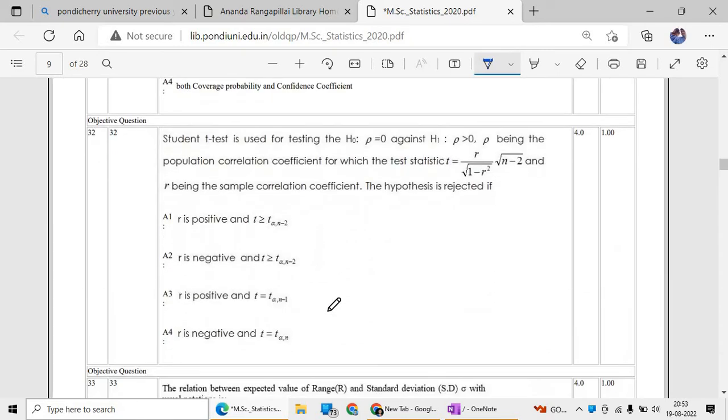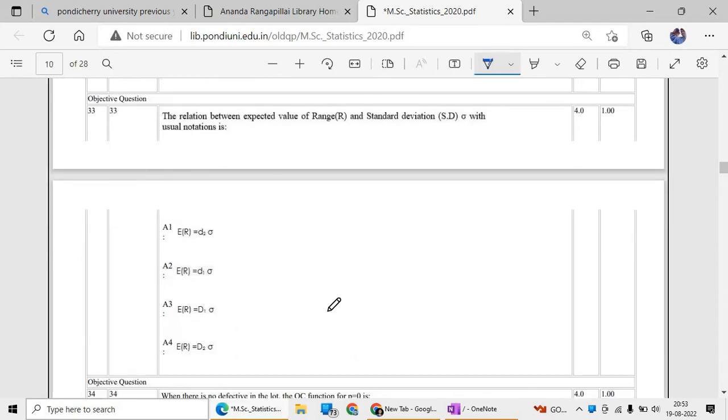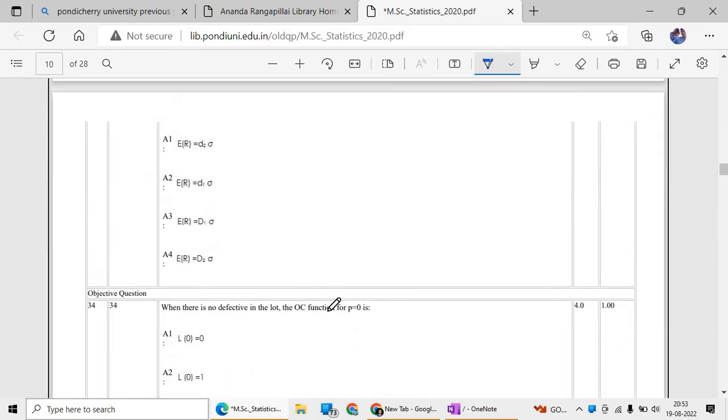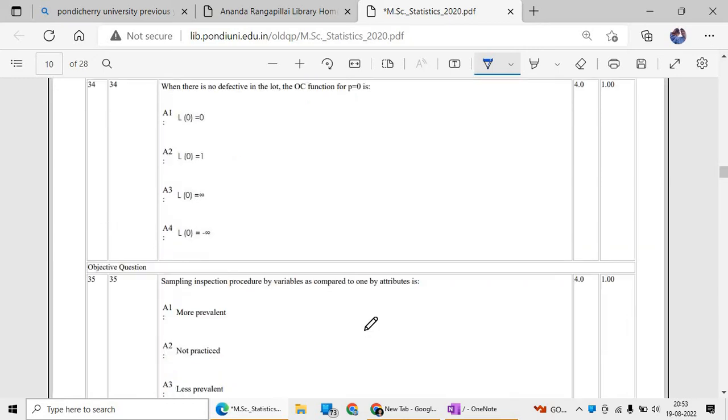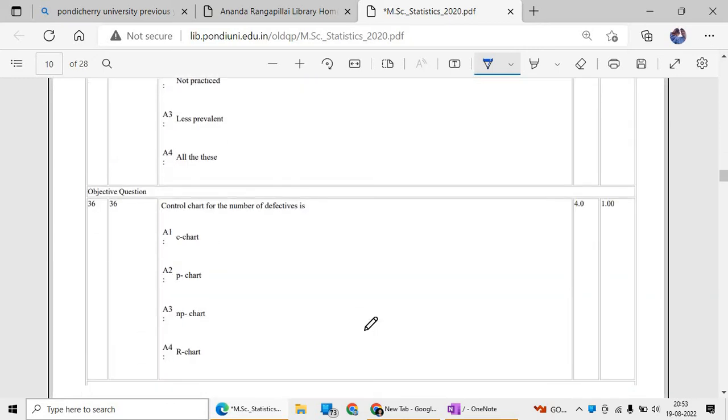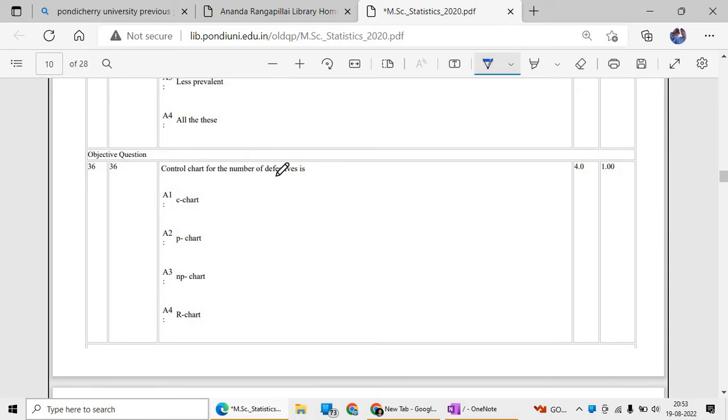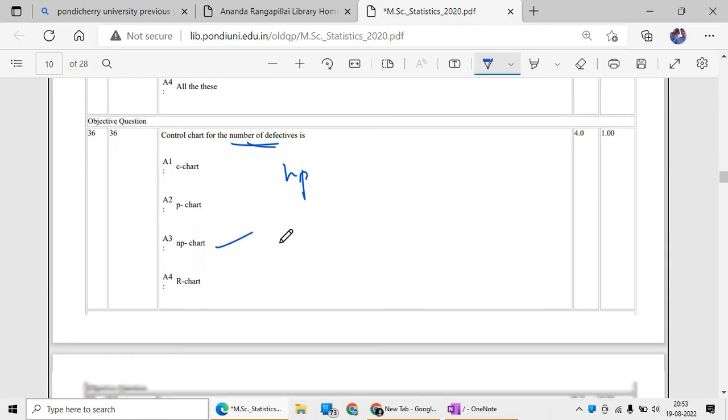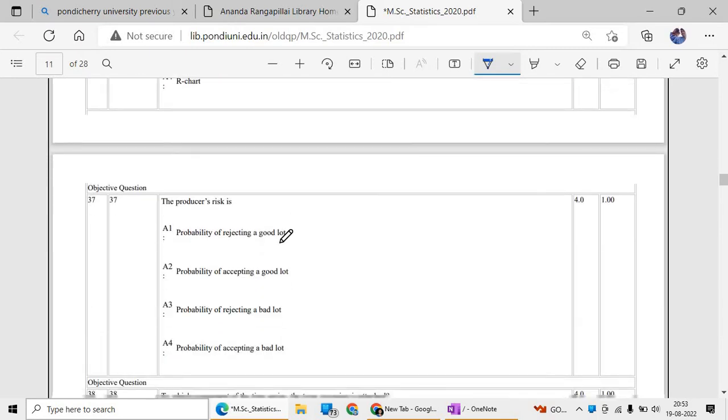So theory questions you can practice this. This is again an SQC question, a quality control question. These are all quality control questions. Number of defects is the NP chart, I think. The P chart is number of defects per unit.